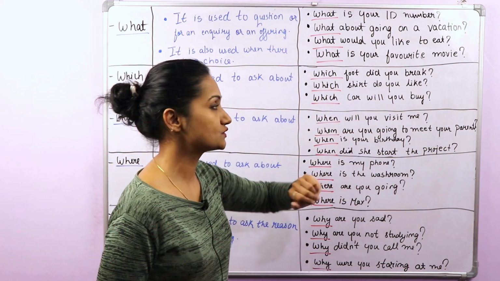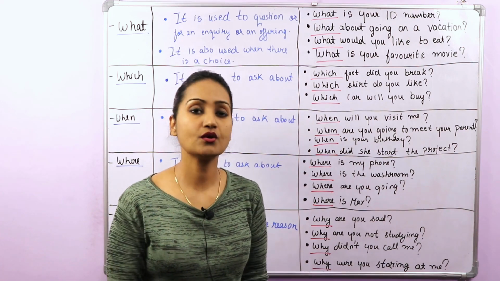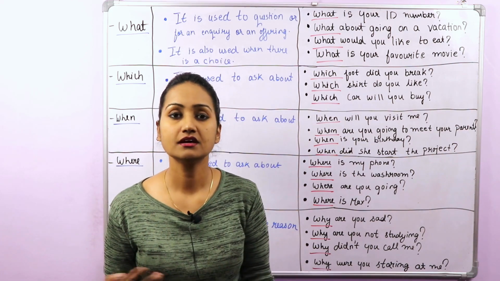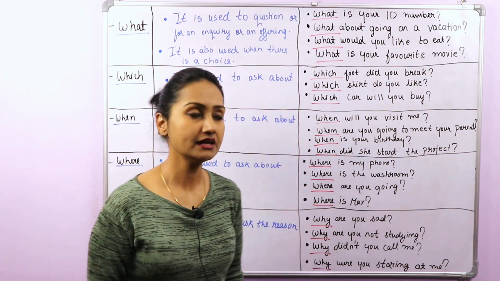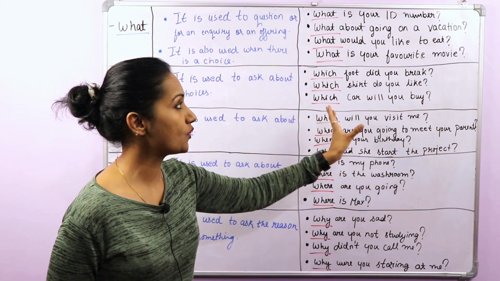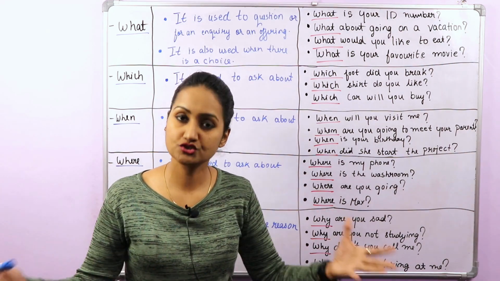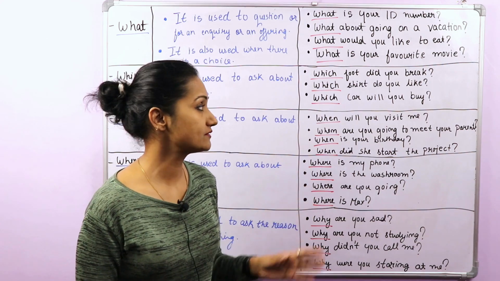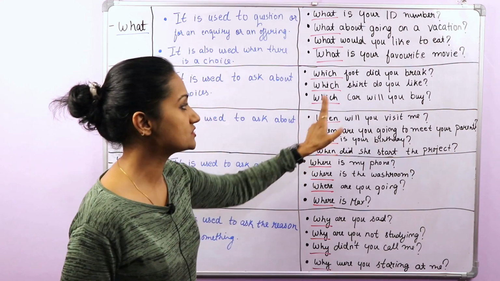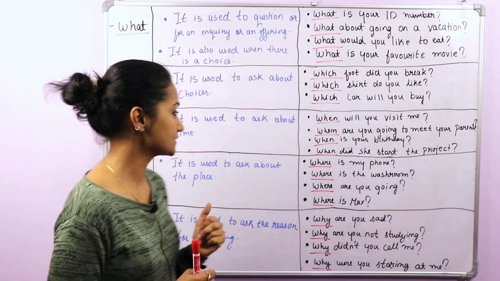Which shirt do you like? This means which shirt do you like, the red one or the blue one? There is a limited choice. There are 3-4 shirts and you have to choose one out of them. Which car will you buy? Now if you say what is your favorite car, that means there are many cars, different brands, so you have a bigger choice. But when you have just 2-3 things and have to choose one, then which. So this is the difference between what and which.